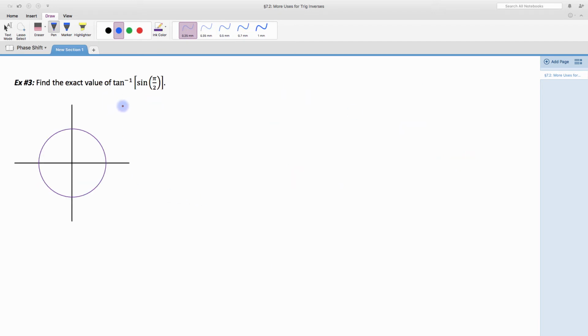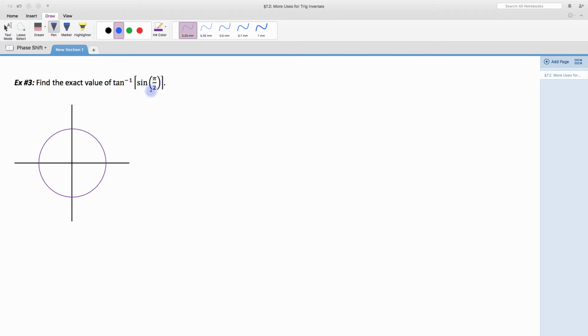Alright, so for our next example, this one's a little different because now we don't have an inverse value inside of the function. We actually have the actual value and then we're taking its inverse. So that tells us, as a result, we're going to end up with an angle measure for our answer rather than a value on the unit circle.